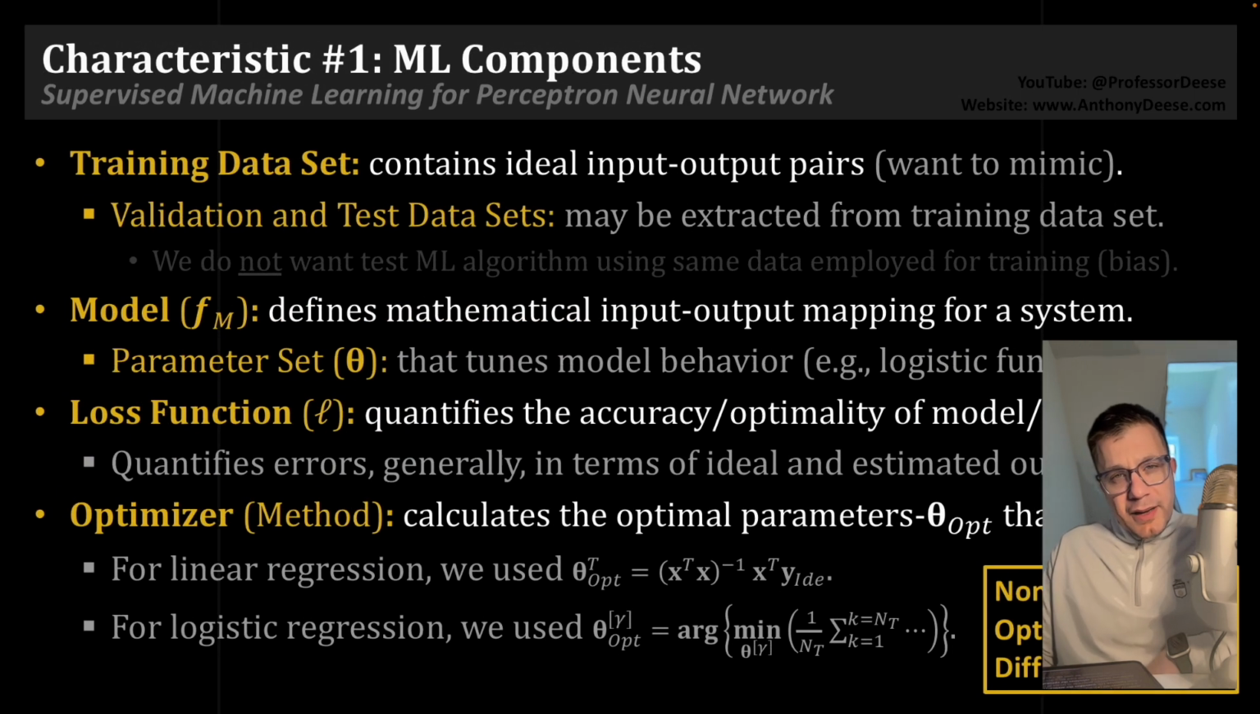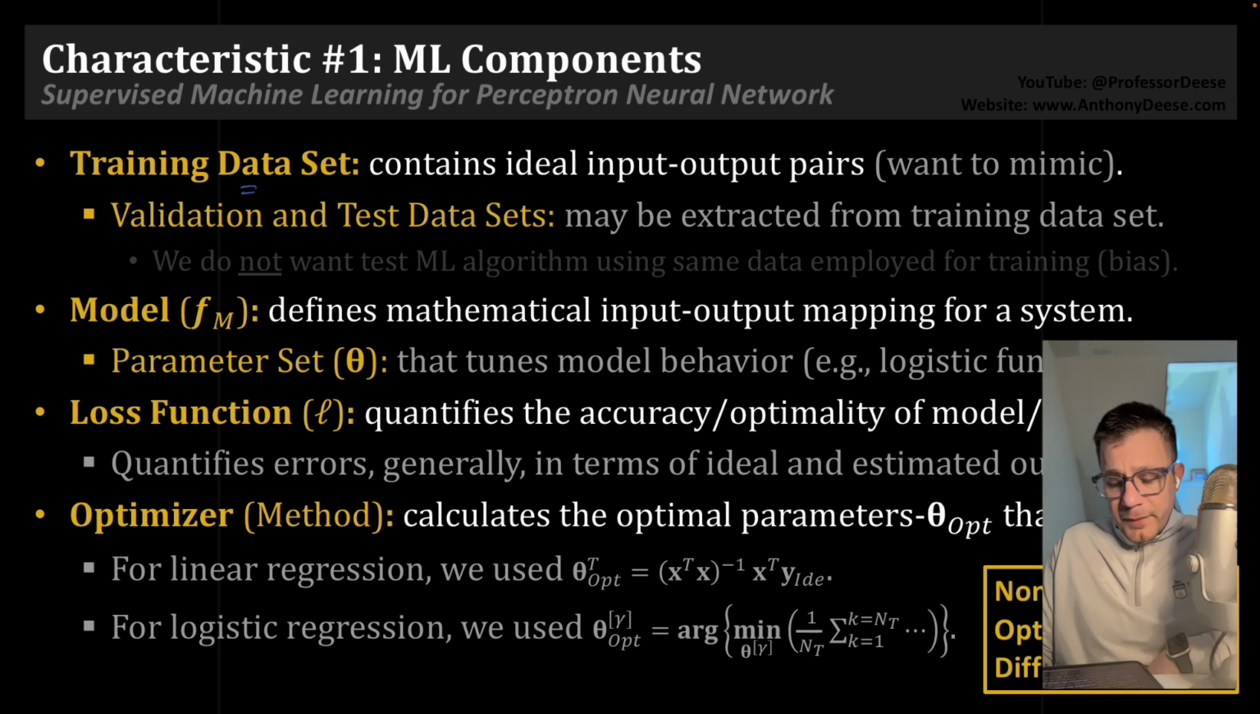Now, discussing these characteristics in greater detail, the first characteristic was a description of the components involved in a machine learning implementation. I've defined several components here. This is not all-inclusive. Depending on the type of machine learning algorithm you're trying to implement, these components may change slightly. But for the example we're looking at here, supervised learning for binary classification using a perceptron, this is a pretty good guide. The first component would be the training data set, and this contains the input-output pairs that we want to mimic.